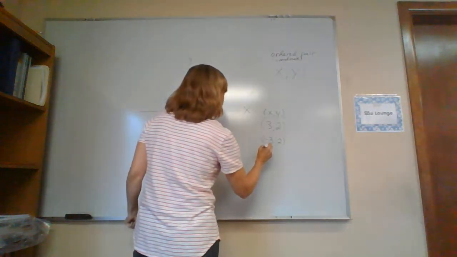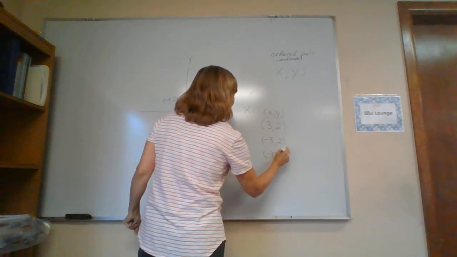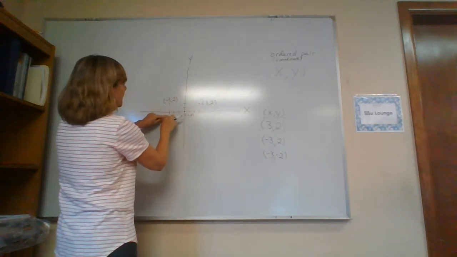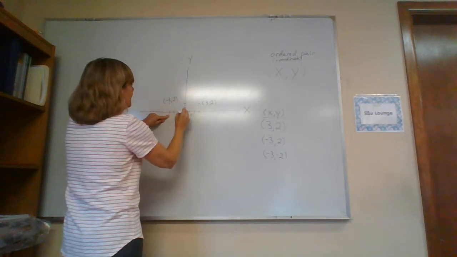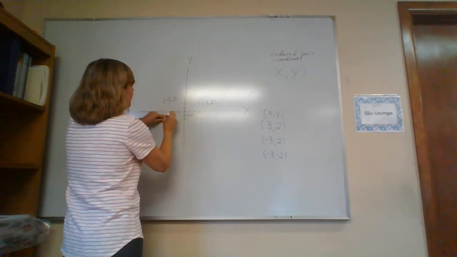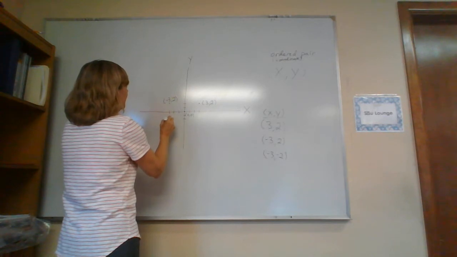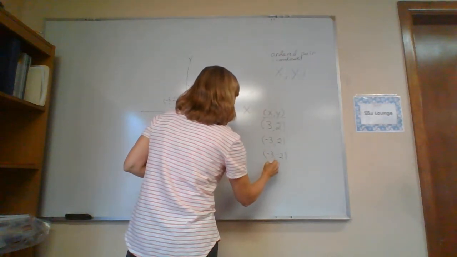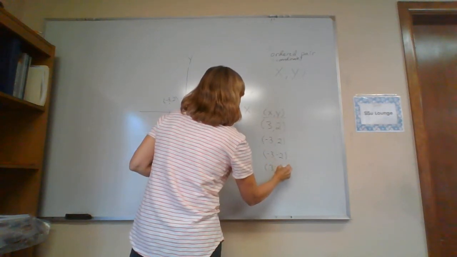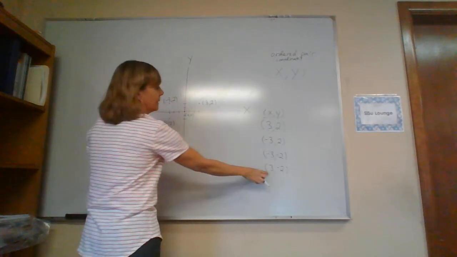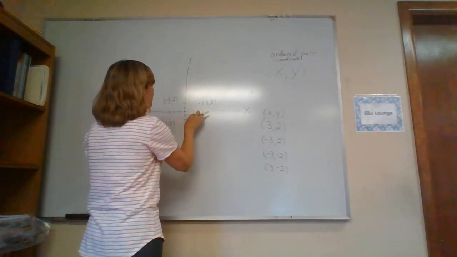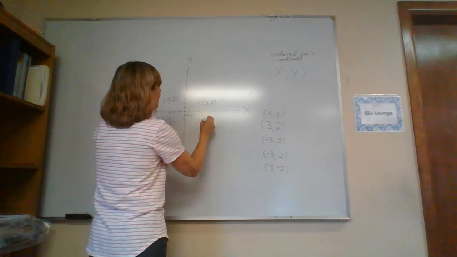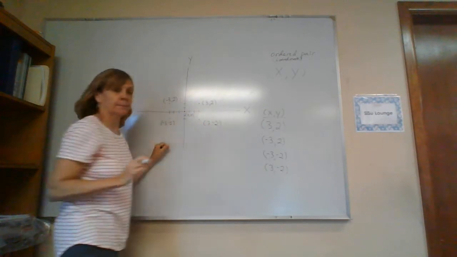Let's keep following this pattern. Suppose I have negative 3 and negative 2. Negative 3, so I'm going left, 1, 2, 3, and then my Y is negative, which is down. So I'd come down to here. So it'd be negative 3, negative 2. And then the last thing that we've not done yet would be, what if the X is positive, but the Y is negative? Well, X is positive 3, 1, 2, 3. But Y is negative 2, so I go down 2. And this is the point 3, negative 2.